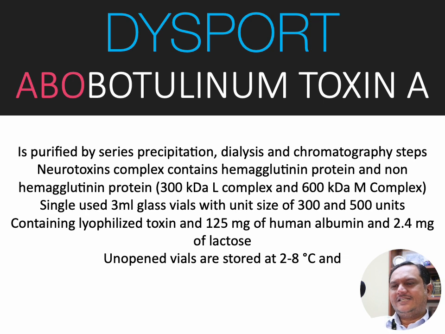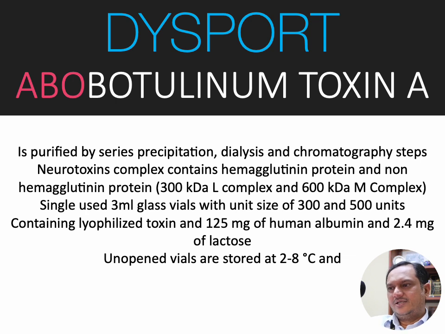Dysport is purified by serial precipitation, dialysis, and chromatography steps, and it contains hemagglutinin and non-agglutinating protein, a 300 kilodalton L complex and a 600 kilodalton M complex. So it is a much bigger protein with the toxin. It comes as a single-use 3 ml glass vial of 300 units, and also a 3 ml glass vial of 500 units, and contains lyophilized toxin and 125 milligram of human albumin, much larger albumin, and 2.4 milligram of lactose rather than sucrose. Unopened vials can be stored at 2 to 8 centigrade, refrigerated.